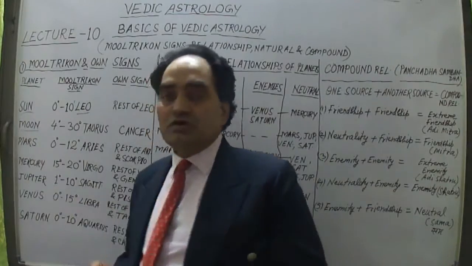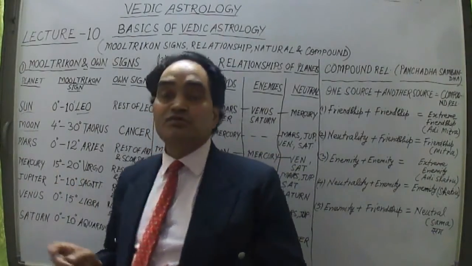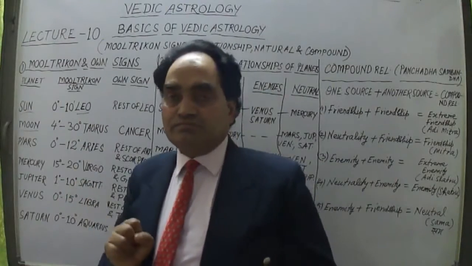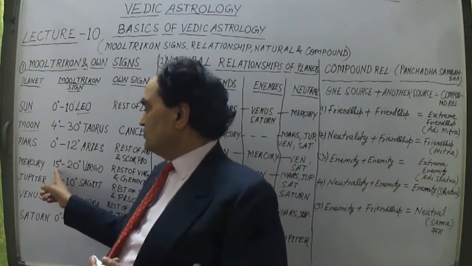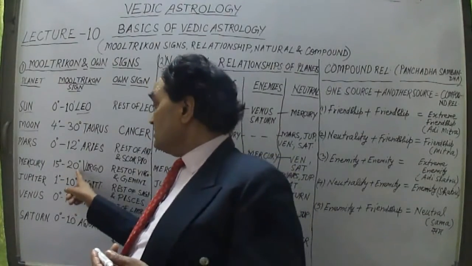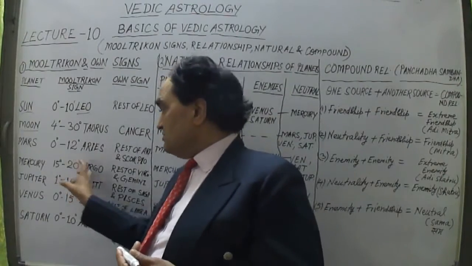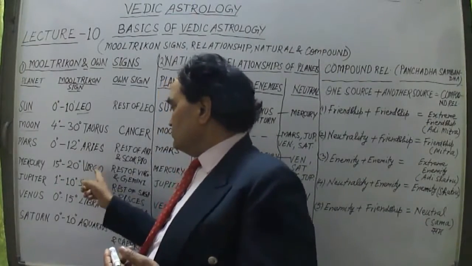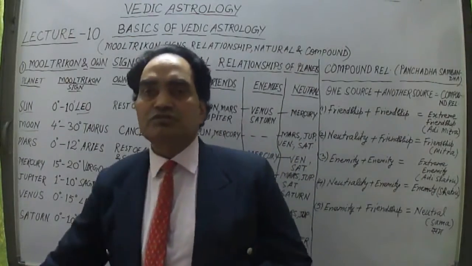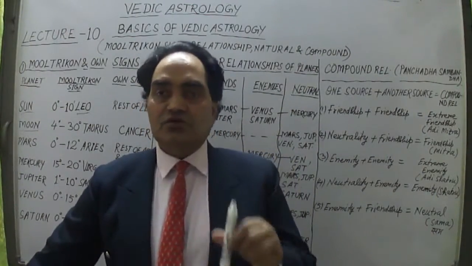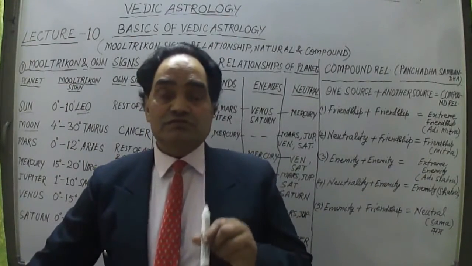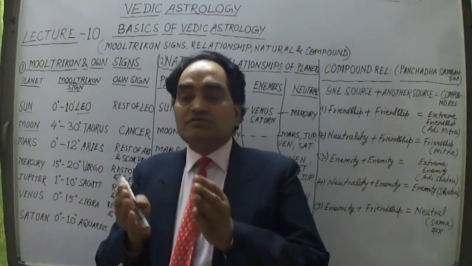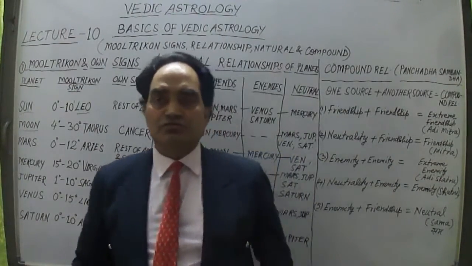Now come to the next point, Mercury. Mercury has its Mooltrikon sign in Virgo from 15 degrees to 20 degrees, only 5 degrees, where Mercury is more active. The rest of Virgo, from 0 to 14 degrees and from 20 degrees onwards up to 30 degrees, is ruled by Mercury. Gemini, as I told you, the 3rd and 6th signs are ruled by Mercury. But Mercury is more active in its Mooltrikon sign from 15 to 20 degrees. Try to understand, only for 5 degrees Mercury is more active and gives better or the best results.